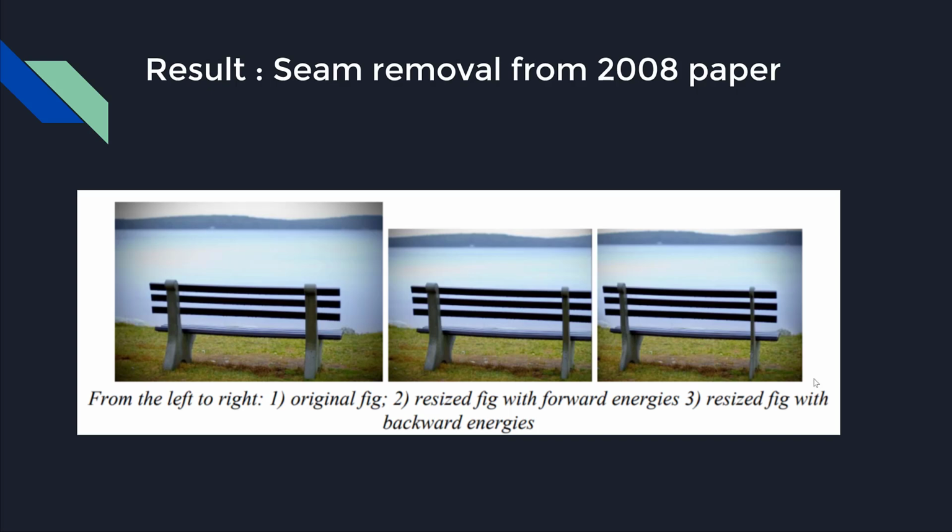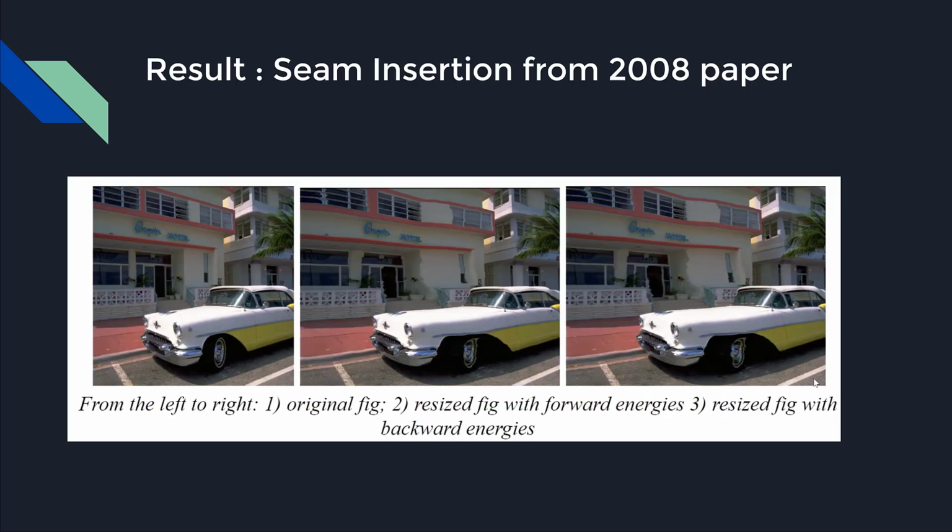Then this is the seam removal using forward and backward energies. So you can see at the left side is a bench. In the middle and the right seams, it seems that the bench dimension keeps as it is, but the backward energies is more balanced to the left and right, so it looks a little bit more natural without anything hidden.